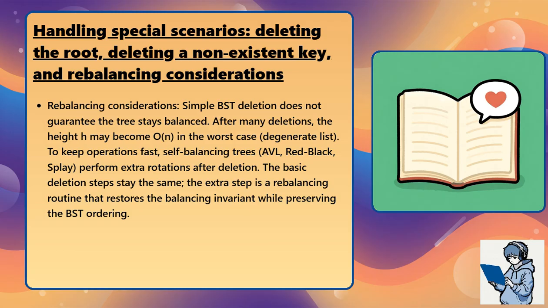Rebalancing considerations. Simple BST deletion does not guarantee the tree stays balanced. After many deletions, the height h may become O(n) in the worst-case degenerate list. To keep operations fast, self-balancing trees, AVL, red-black, splay, perform extra rotations after deletion. The basic deletion steps stay the same. The extra step is a rebalancing routine that restores the balancing invariant while preserving the BST ordering.